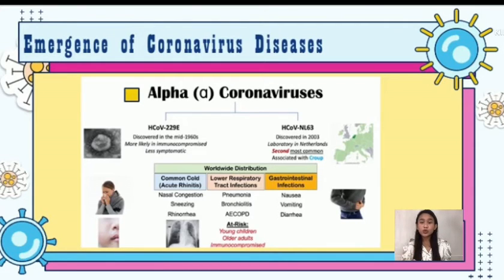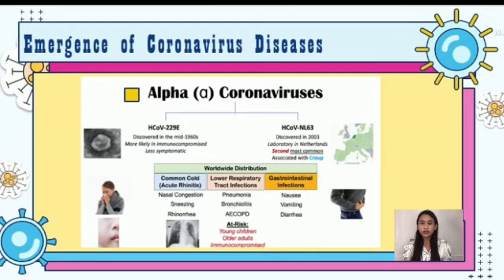So there are actually two alpha coronaviruses now that cause illness in humans. So as you can see here, the first one is the HCoV-229E or the 229E coronavirus. So it was discovered in the mid-1960s and it more likely infects immunocompromised patients. But as you notice, this term is not that familiar to us compared to SARS, MERS, and COVID-19 because it is less symptomatic, or less severe than the other coronaviruses.